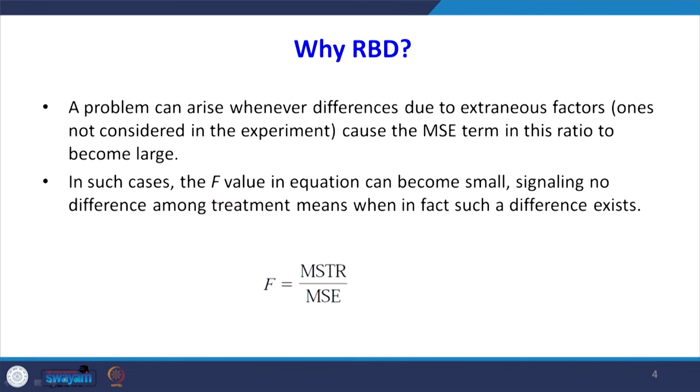Why do we have to go for RBD, randomized block design? A problem can arise whenever differences due to extraneous factors, that is ones not considered in the experiment, cause the mean squared error term in this ratio to become large. Due to that nuisance factor, the value of mean squared error will become very high. In such cases, the F value can become very small, signaling no difference among treatment means when in fact such a difference exists. So, in the MSE there may be some error which is due to external factors. We are going to find out how much error is due to the external factor, remove it, and then compute the F value.